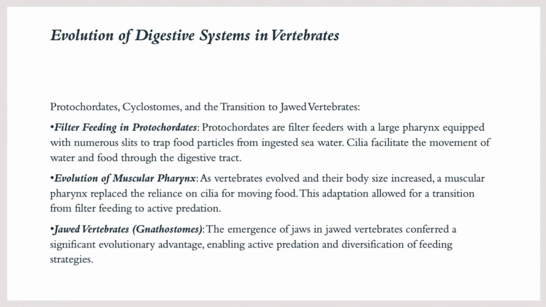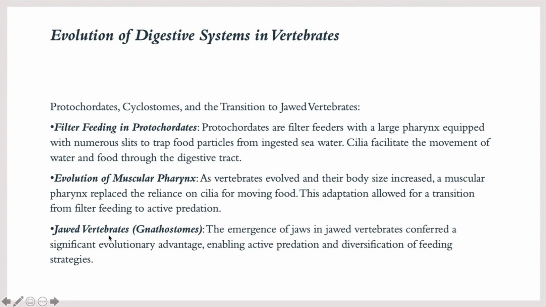We didn't need the cilia anymore. We got the muscular pharynx. As I mentioned before, the pharynx is important as it basically allows us to push our food down from our mouth into our esophagus. Okay, so this transition from the cilia to a muscular pharynx helped us go from filter feeding to active predation.